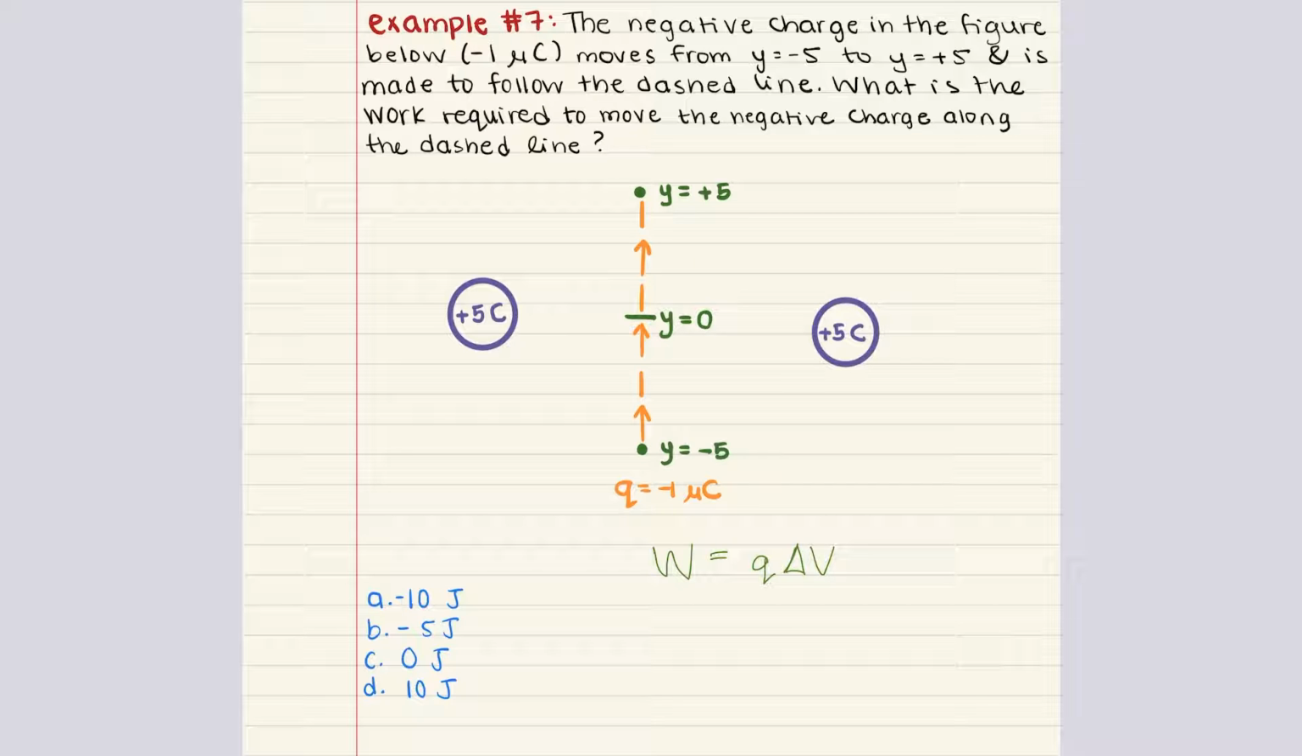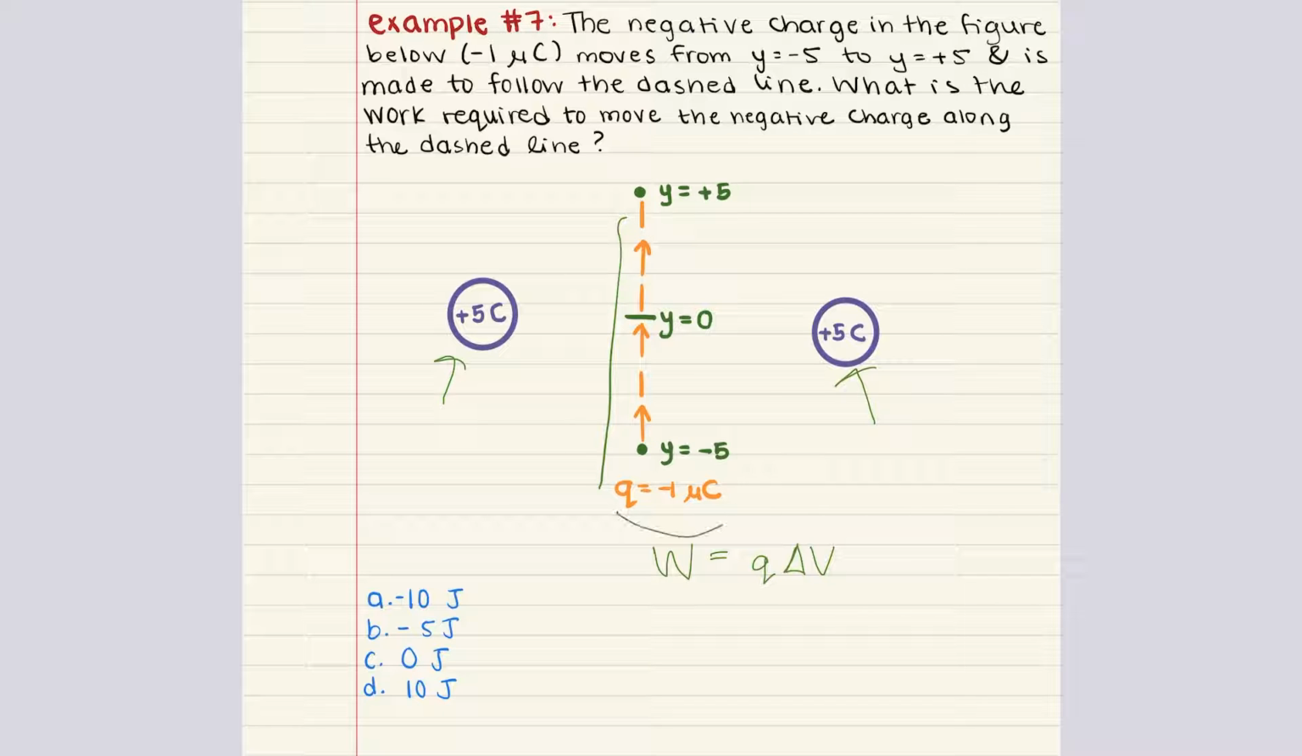along the dashed line. Notice that there are 2 positive 5 coulomb charges positioned symmetrically to the left and right of the path. Because of this symmetry, the electric potential due to the positive charges will be the same at every point along the y-axis. This is the dashed line along which the negative charge is moving.